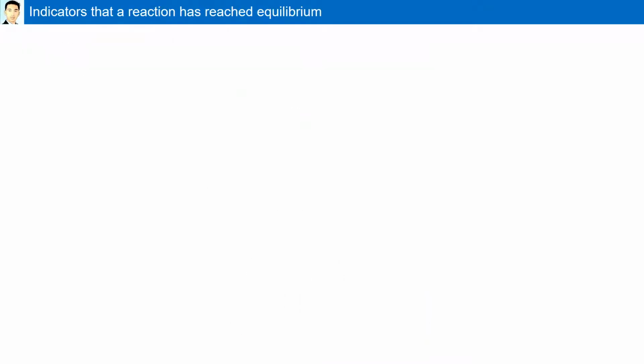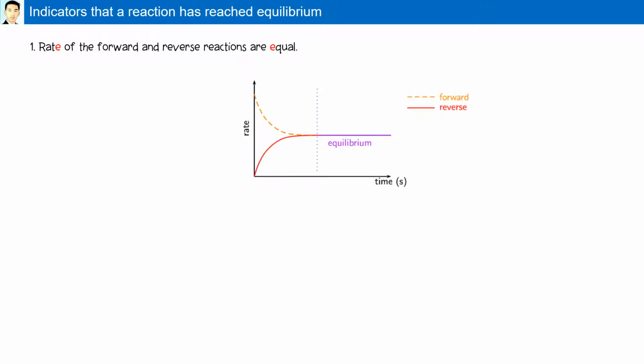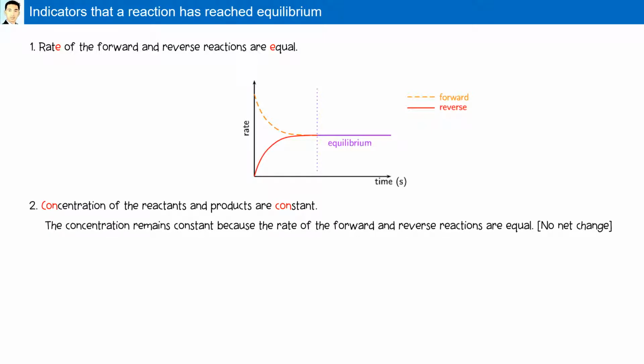Indicators that a reaction has reached equilibrium. 1. The rate of the forward reaction and the reverse reaction are equal. 2. The concentration of the reactants and products are constant. The concentration remains constant because the rate of the forward and reverse reactions are equal. There is no net change.